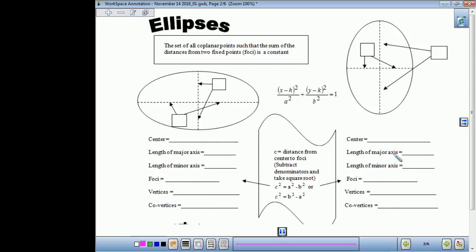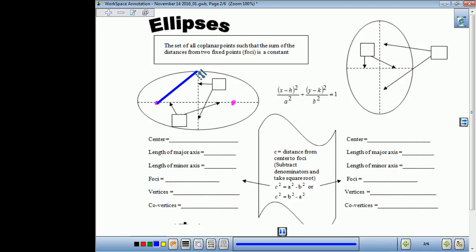So let's look at the ellipse explicitly now. The ellipse is defined as a set of all coplanar points such that the sum of the distances from two fixed points, called the foci, is a constant. So we call it foci because why? Because there are two focuses. So foci. Alright. So we have our pair of foci here. And it says that the sum of the distances between those two is constant.